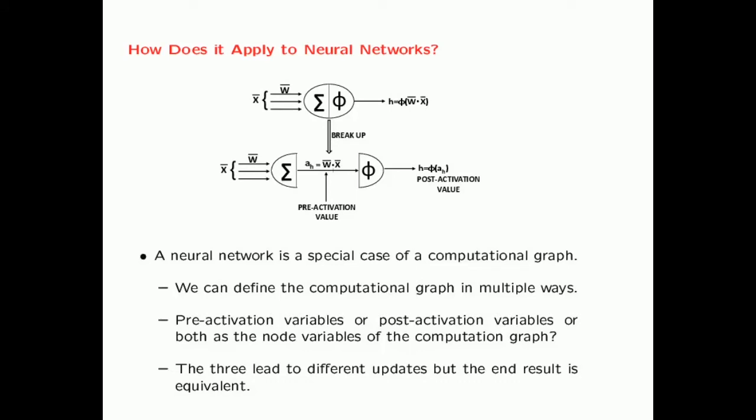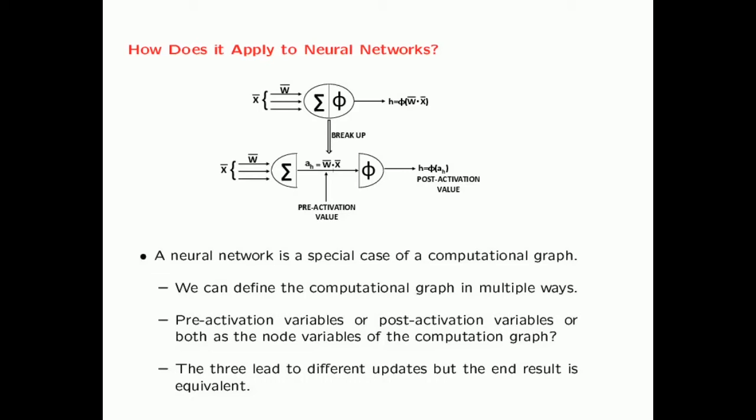So now our discussion so far has focused on generic neural networks, generic computational graphs. So one question arises is how does it apply to neural networks? How do we define a computational graph given a neural network? Now note that a computational graph is essentially a graph of variables. So what you need to do is pick some of the intermediate variables in your neural network and define a computational graph based on these intermediate variables.